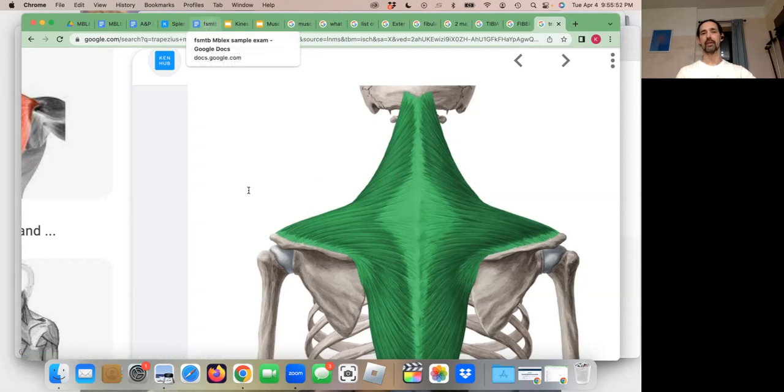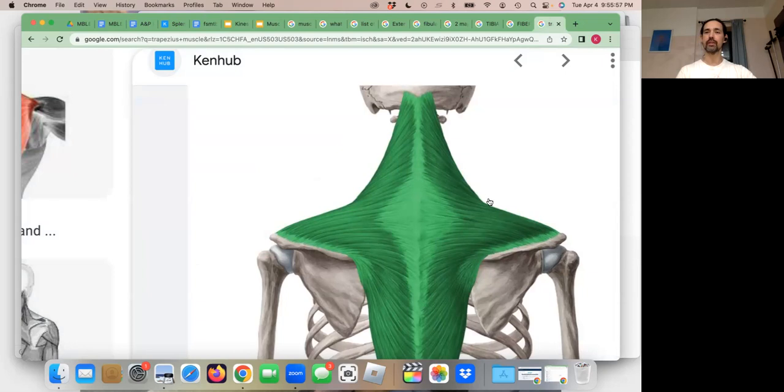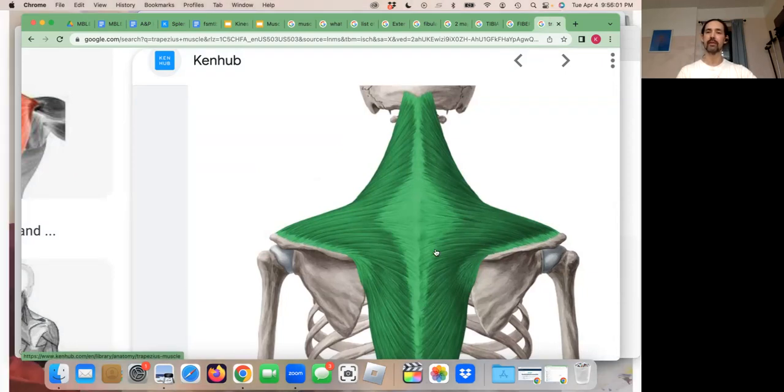And it turns out that one is rotation of the head to the same side. So as you rotate your head to the right, the fibers of the middle trap lengthen. I didn't know that, but that's why we practice these questions. As you rotate your head to the left, the fibers of the left middle trap lengthen, and the fibers of the upper trap contract. So interesting.